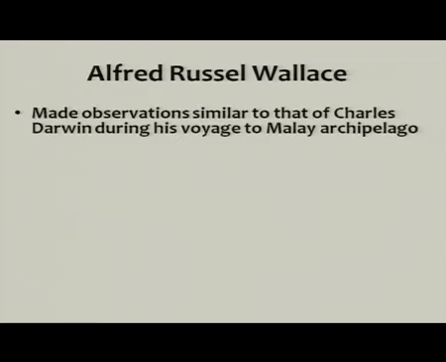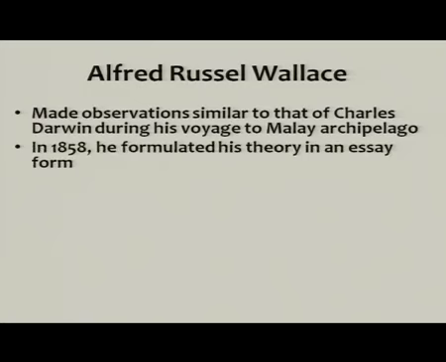The work of Alfred Russel Wallace was also similar to that of Charles Darwin. Alfred Russel Wallace made observations similar to those of Charles Darwin during his voyage to the Malay archipelago. He was also a naturalist, and he went to different islands in the Malay archipelago and observed similar kinds of things as observed by Charles Darwin.